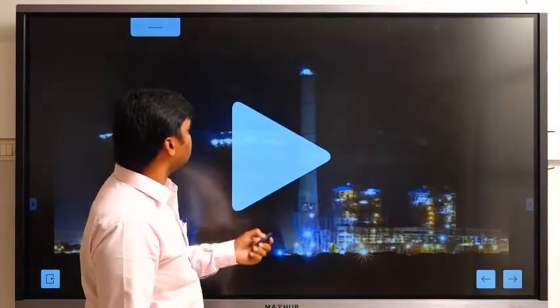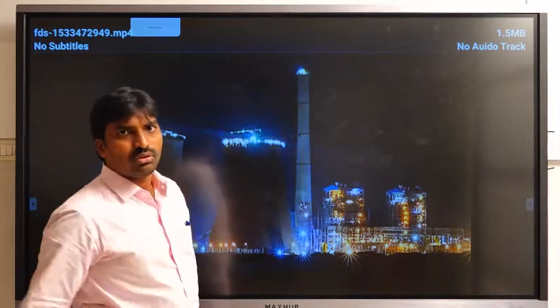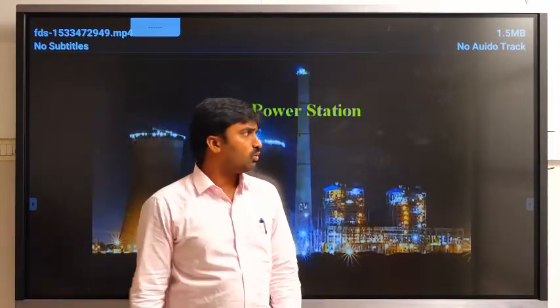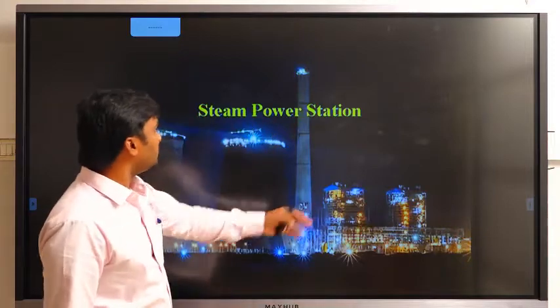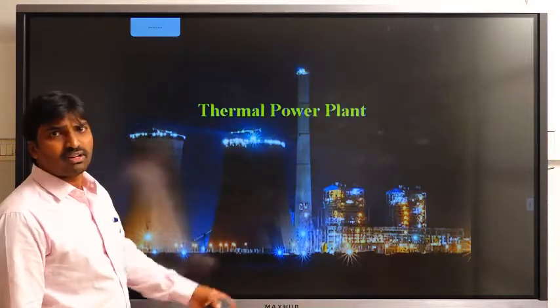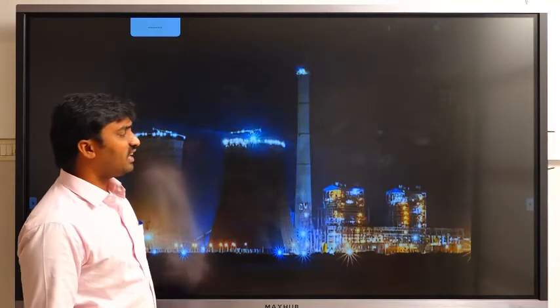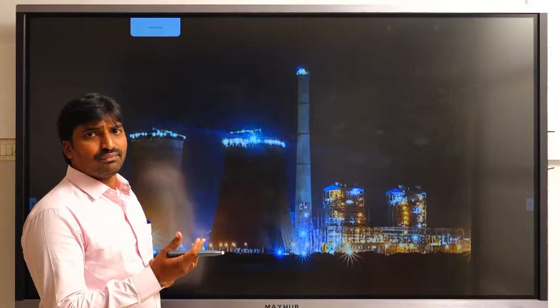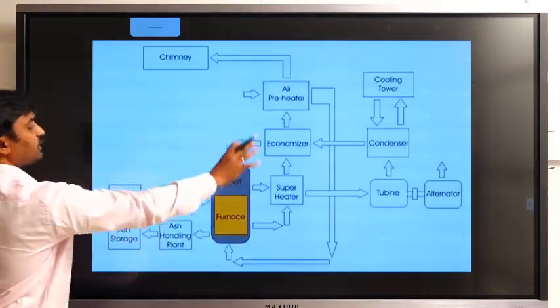So just see here. The overall summary of this class is: these are the steam power plants, and steam power plants operate on the Rankine cycle. Steam power plants are highly utilized due to their higher efficiency, and one more thing is the cheaper cost of coal. And this is the layout of a steam power plant.